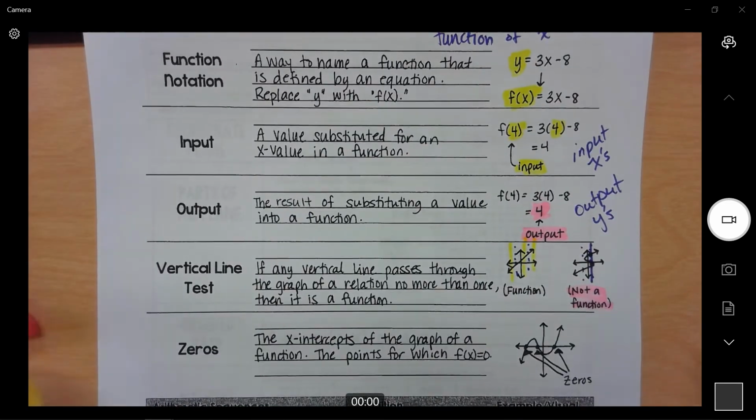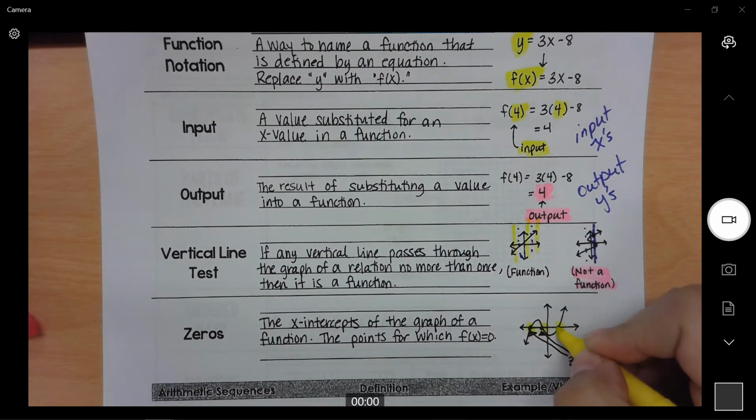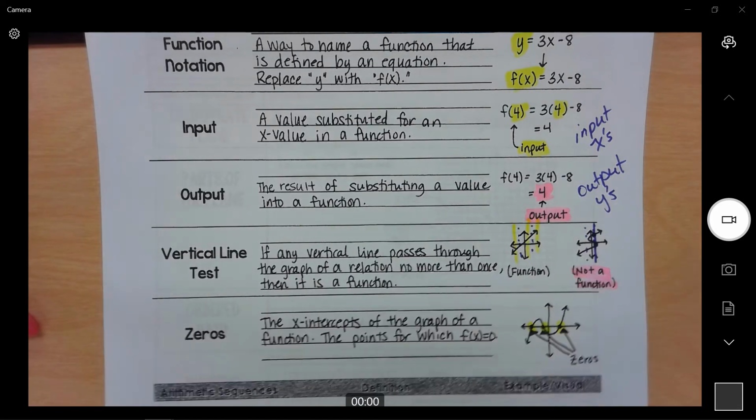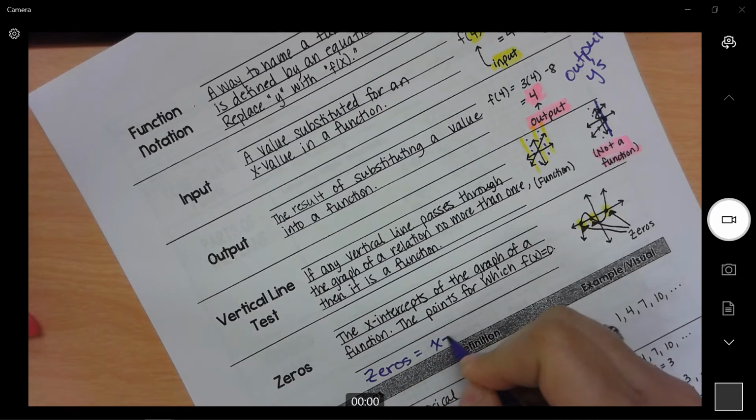All right, zeros are the places at which the function crosses the x-axis. Now, zeros have other names. Zeros are also called x-intercepts.